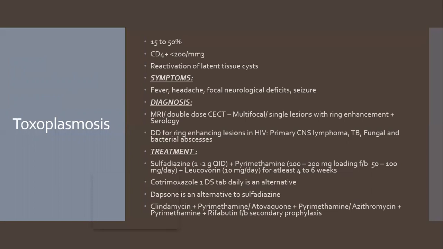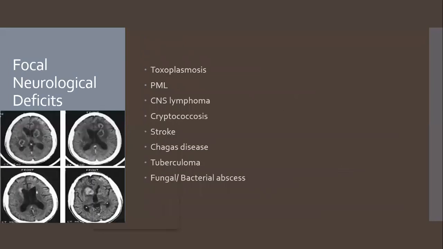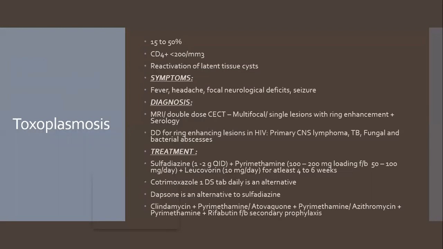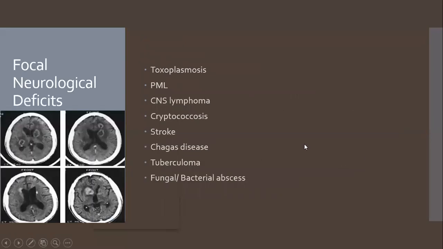Symptoms will be fever, headache, and focal neurological deficit. Seizure can occur. For all focal neurological deficit, think of one term, which is called ring enhancing lesion. Right? So we have ring enhancing lesion. Single ring enhancing lesion, think of toxoplasmosis. Multiple ring enhancing lesion, think of some other infections. So DD for this will be CNS lymphoma, TB, fungal and bacterial abscesses, the same thing which I told you.